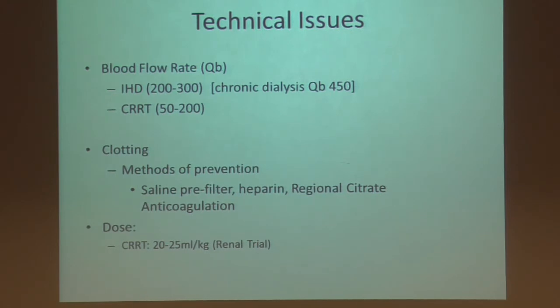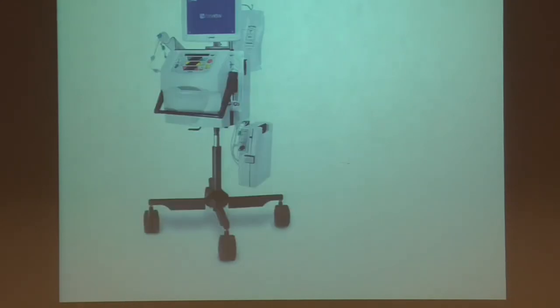And then the dose of CRRT I just want to touch on is 20 to 25 ml per kilo per hour. This was based on the VA trial and the RENAL trial. If you ever read this anywhere in any ICU literature, what they're referring to is, as I was showing on this machine right here, this therapy fluid. That number right there will do 20 ml per kilo per hour, so about 2,100 to 2,500 per hour, or 2.5 liters essentially of therapy fluid per hour.